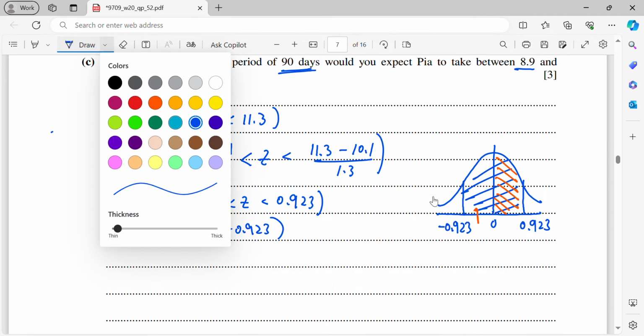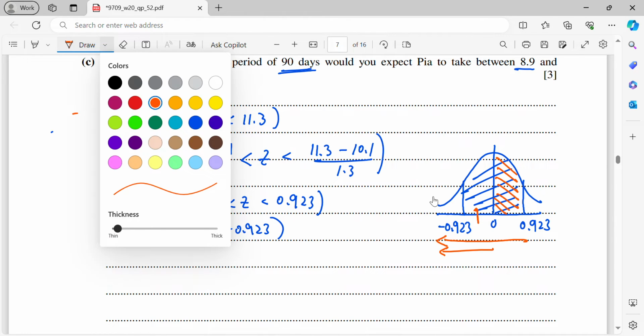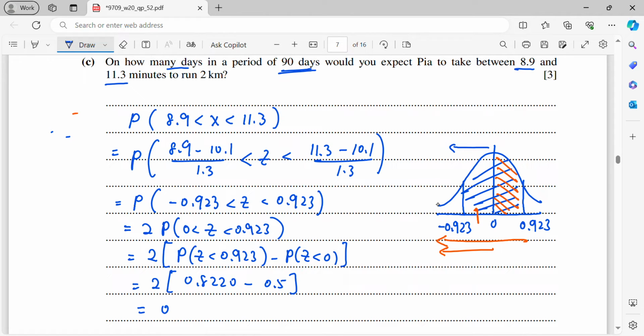So in order to get that probability, I will just say it is P(Z less than 0.923) minus P(Z less than 0). Okay, so that means this is double of P(Z less than 0.923) minus P(Z less than 0). And then the first probability you can get from the table, that is 0.8220, and less than 0 we know that it is half of the graph, therefore 0.5 probability. And now you will get 0.644. Okay, this is for 1 day.